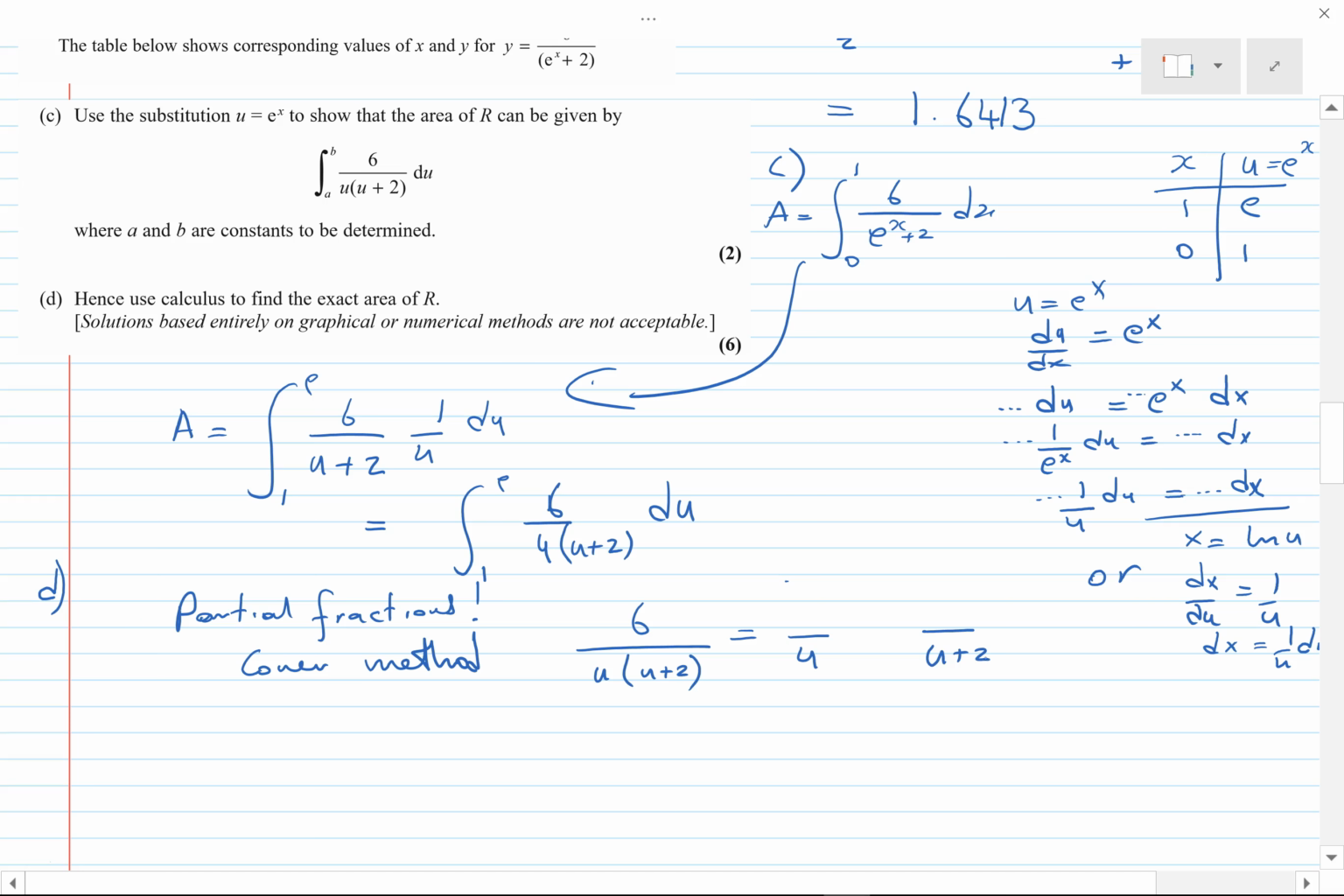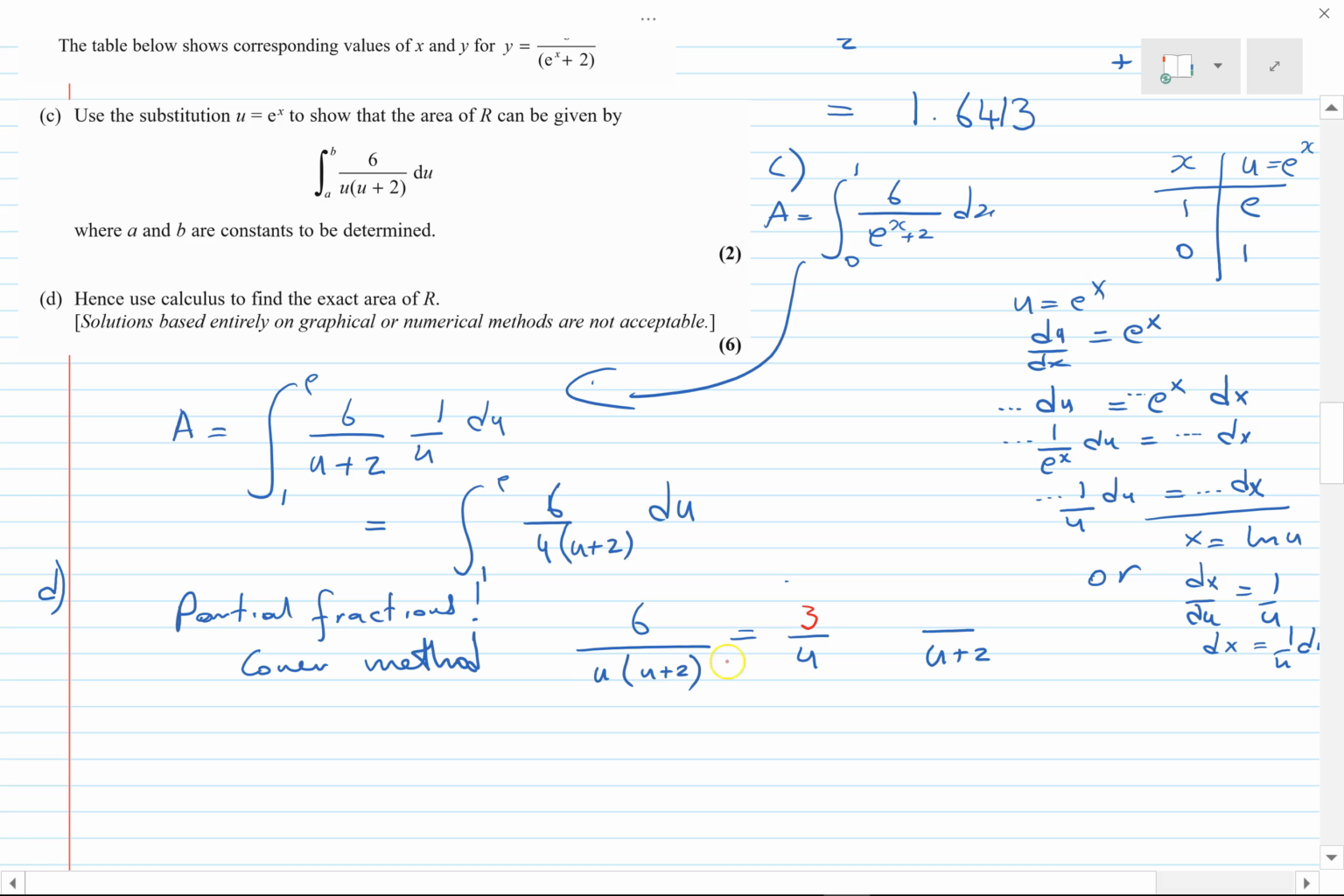And to work out what is over the u, what we do is we cover up the u, use your thumb or something, and what we put in is the value that would make that term equal to 0. So when is this term equal to 0? And of course it's when u equals 0, and we put it into here. So 6 divided by 0 plus 2 is equal to 3. So we have 3 here.